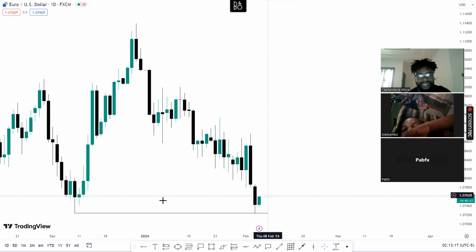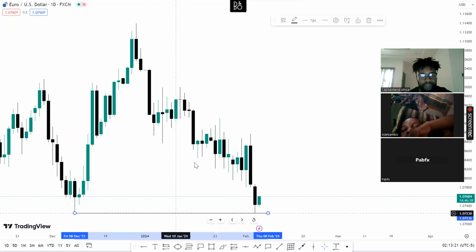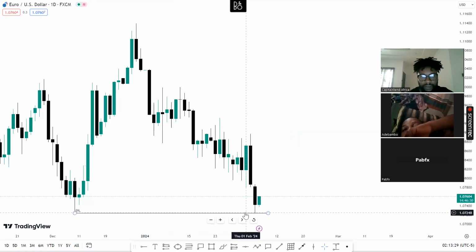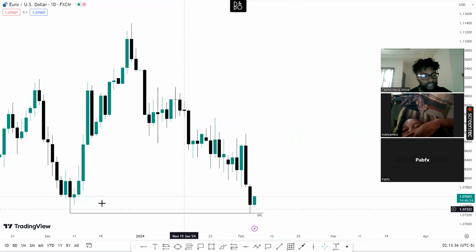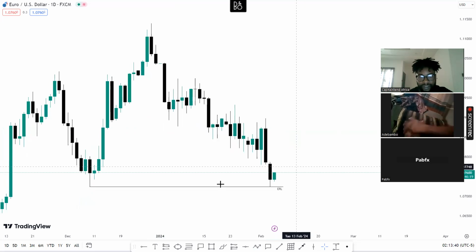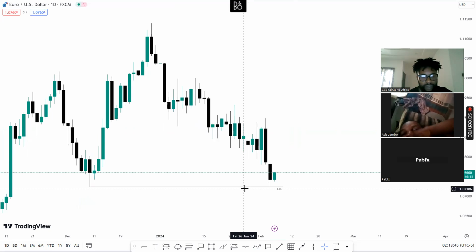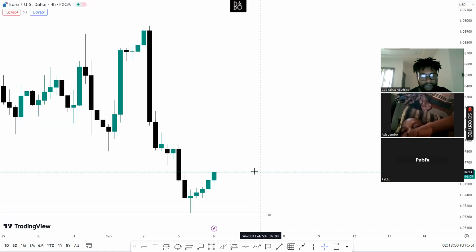Euro USD is yet to take out this external range liquidity here. Hold on, please. Okay, it is yet to take out this external range liquidity, which is a nice one for us. So definitely price is coming to take this out. So go down to the 4 hours. Let's see what we're going to get from the 4 hours.